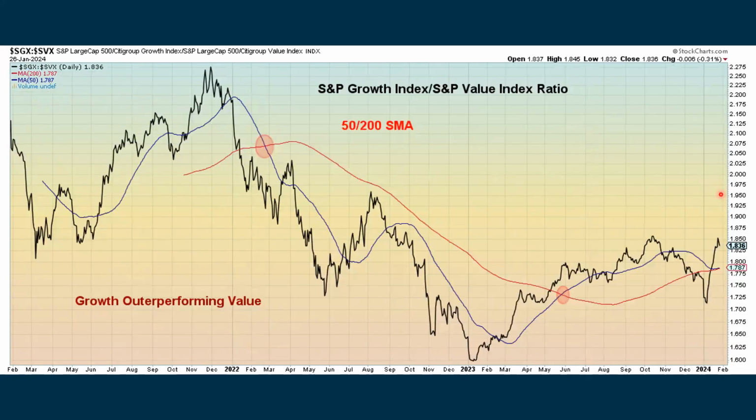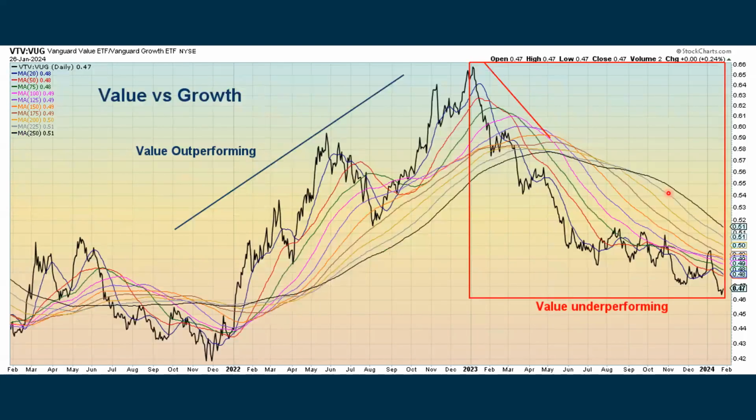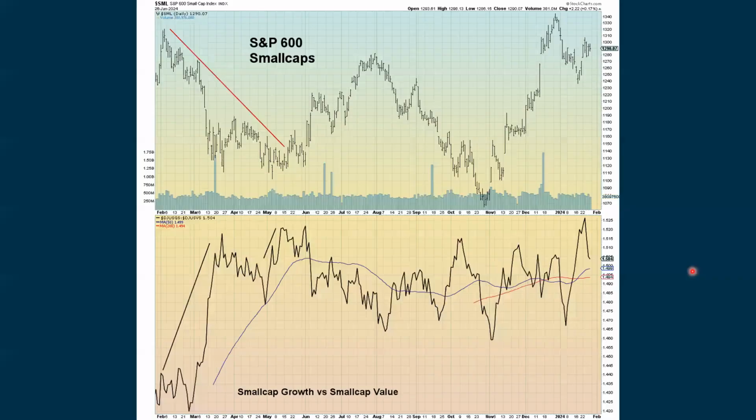Then we look at another index on a little bit different chart showing how growth has been improving. Then here's another measure using some different ETFs showing how growth has been outperforming and showing some improvement. We're above the rainbow here. And here's an inverse showing how value is underperforming. So we're seeing a lot of confirmation with the different charts that we look at.